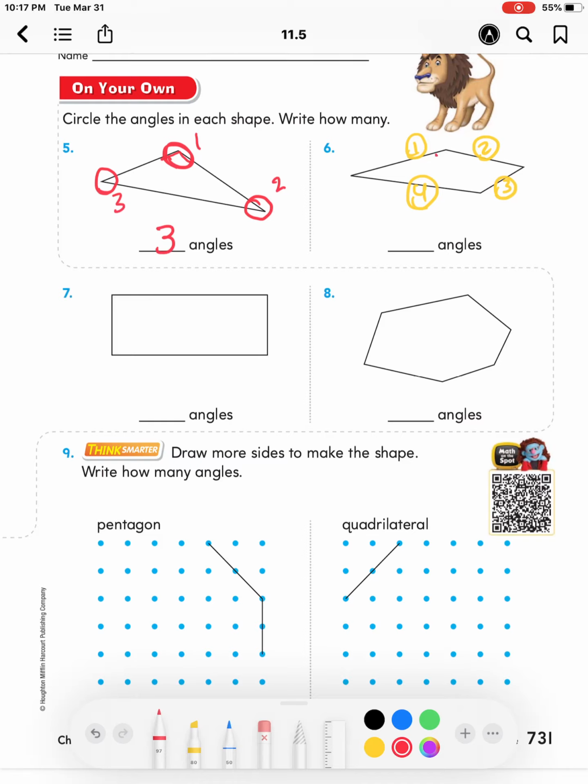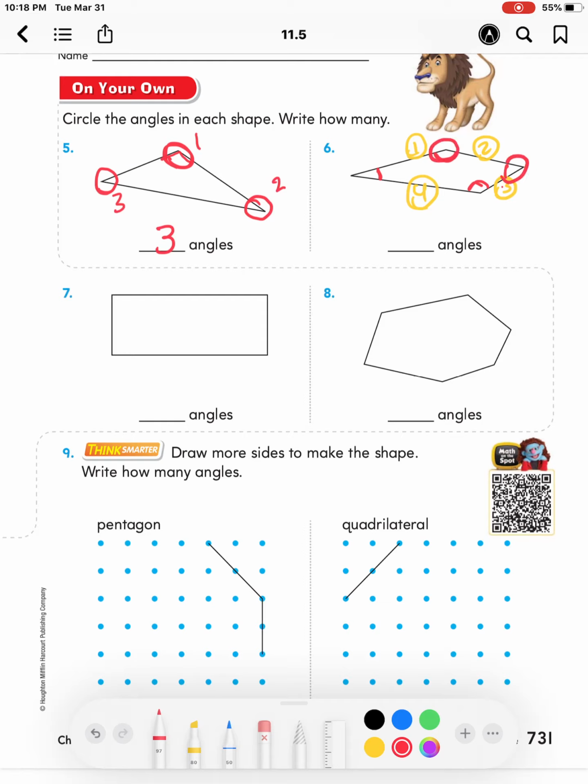Between side number 1 and side number 2, there is an angle because when two sides meet together, they form an angle. 2 and 3, they form an angle. 3 and 4, they form an angle here. And finally, between 1 and 4, they form an angle. Now, how many angles are there?